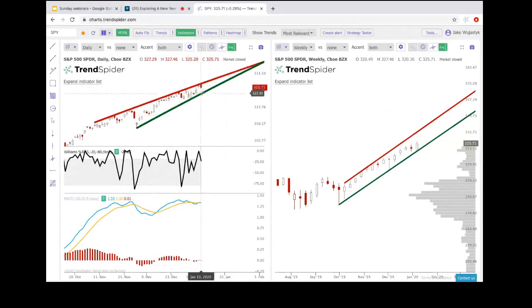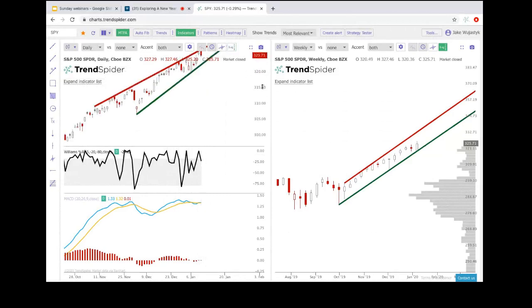So sure, can this go down and break through? Absolutely. But what it can also do is completely go to the upside and break right through this ascending wedge. A lot of the time people think ascending wedges are always going to be bearish.